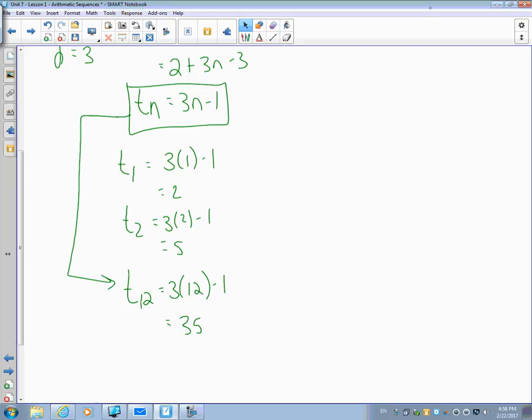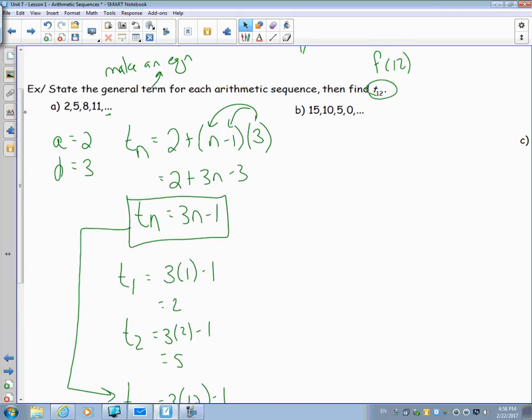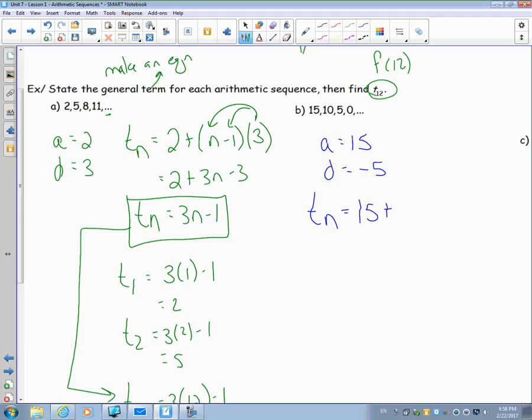I'll get you to try the second one. So pause it, give it a try. What do we know? A is 15. Constant difference, we're going down 5 each time. So Tn equals a plus n minus 1 times negative 5. We'll expand our brackets. We'll collect like terms. And the order is not really important. Over here I put the n first, now I put the n last. It doesn't make a difference.